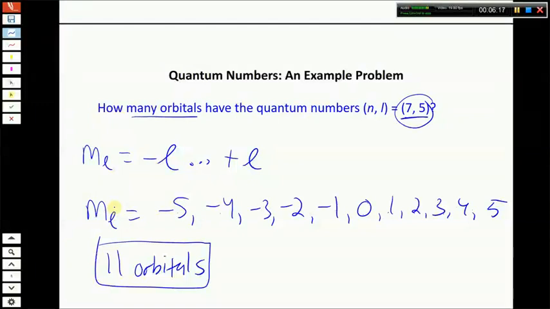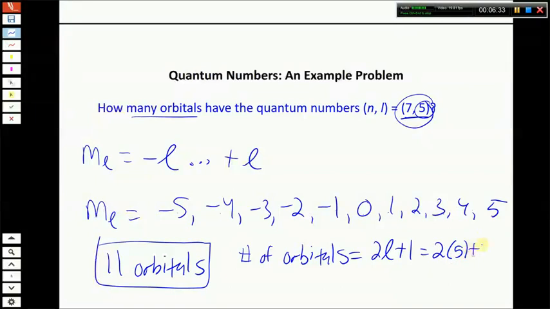Now there is the shortcut I introduced last time, which is that if you know the quantum numbers n and L, or even just L by itself is all you really need, we can calculate the number of orbitals with a simple relationship, 2L plus 1. So if L is 5 in this case, 2 times 5 plus 1 also gives us 11, same number. So this relationship comes from the idea that m sub L has these allowed values from minus L to plus L, including 0, which is where you get the plus 1 in this equation.